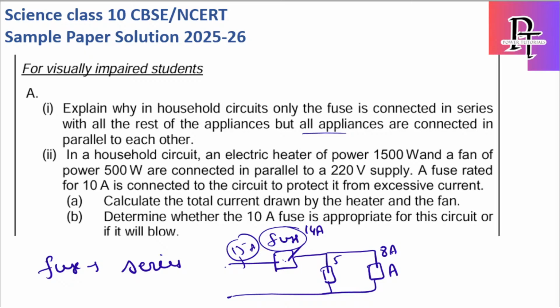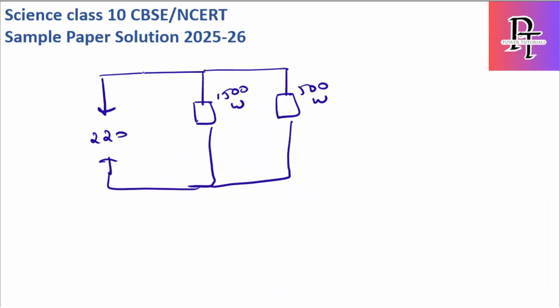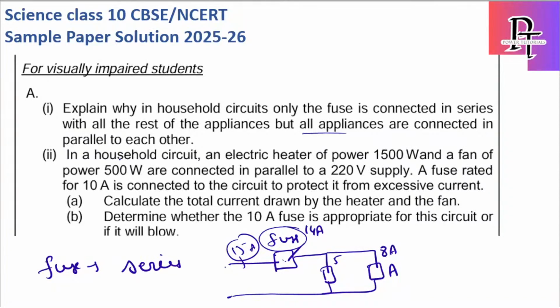A fuse rated at 10 amps is connected in the circuit to protect against excessive current. Okay, we have a fuse. I told you it is connected in series, and this rating is 10 amperes. Every appliance will have a rating: power rating, current rating, or voltage rating. Calculate the total current drawn by the heater and fan.